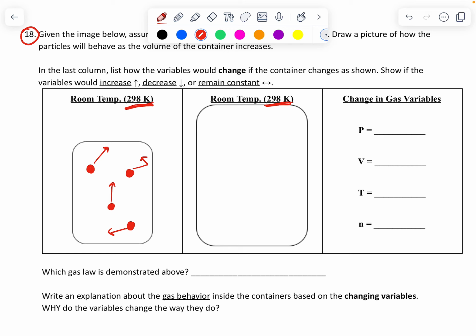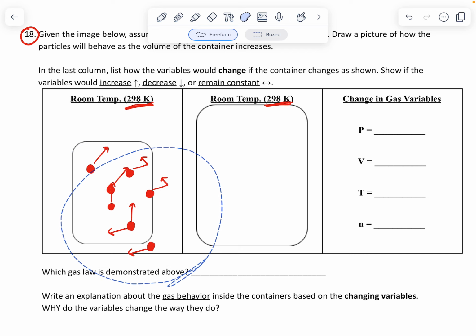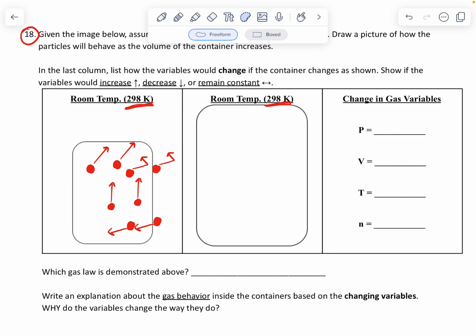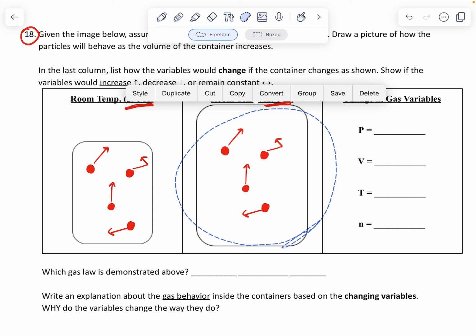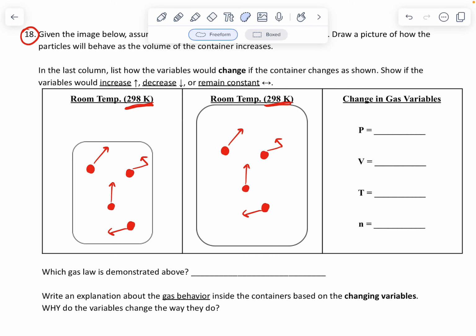All right, now here's what I'm going to do. I'm actually going to duplicate the exact same thing. See what I did there, right? And I'm going to just drag it to this side, right? Now let's go ahead and answer some of the questions we got going on here.